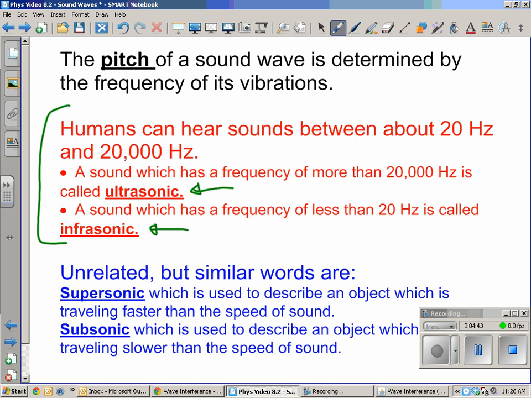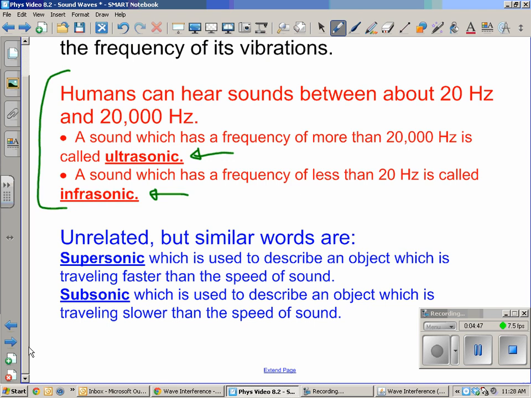All right. And then two other words that are not related but are important anyway are supersonic and subsonic. Those don't have anything to do with the sound wave itself. They have to do with an object. So an object is called supersonic if it's going faster than the speed of sound, and it's subsonic if it's going slower than the speed of sound. Okay, so it would not make sense to say, oh, that wave is supersonic. You could say, oh, that jet is supersonic, or that bullet is supersonic, because it's an object moving faster than the speed of sound. Okay.